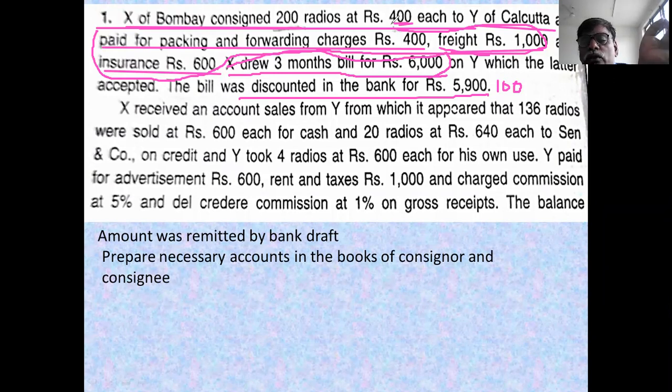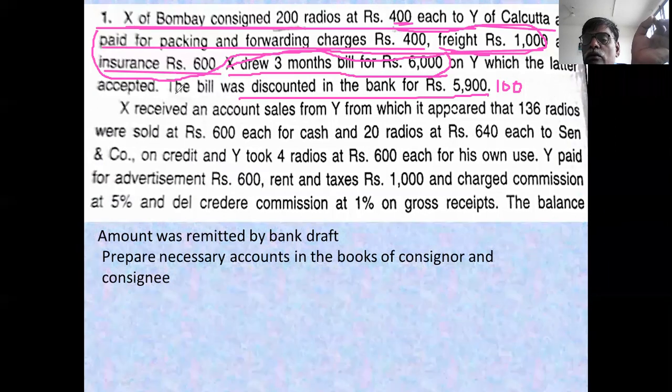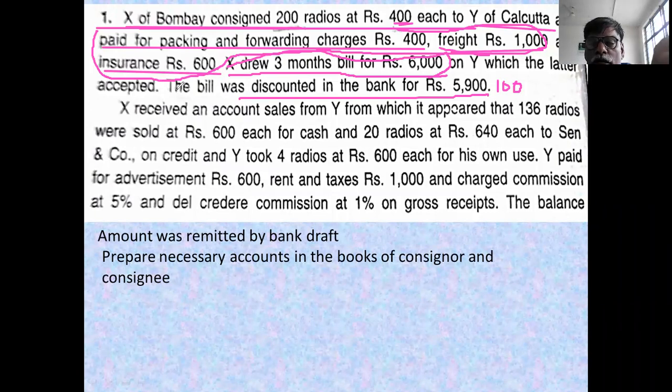One is goods sent on consignment. Second is expenses paid by the consignor. And third is advance received. Three transactions are there. The first two transactions come on the consignment account debit side. The advance item comes on the consignee account credit side. Clear? Then come to the next paragraph.